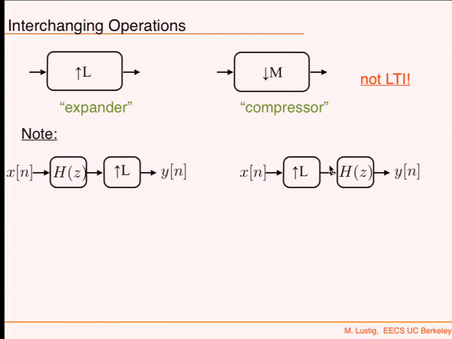And the answer should be, not really. Depends. And so let's look at this. If I filter with H(z), then I get H(e^{jω}) times X in the frequency domain. Right? You just multiply their frequency responses. Then you're going to upsample. What happens when you upsample? Not upsample, expand.